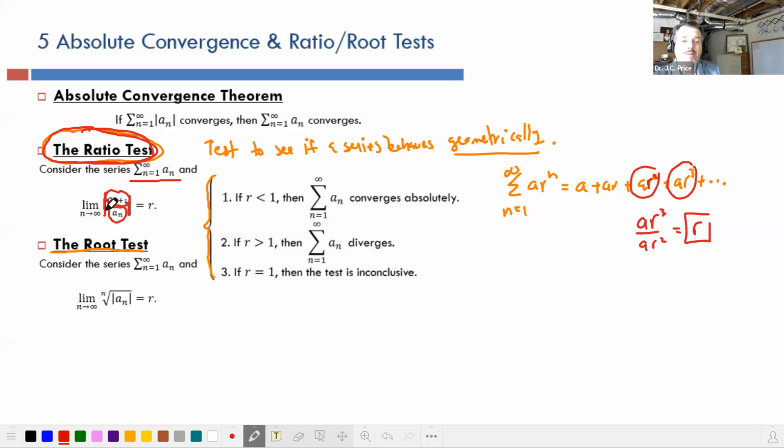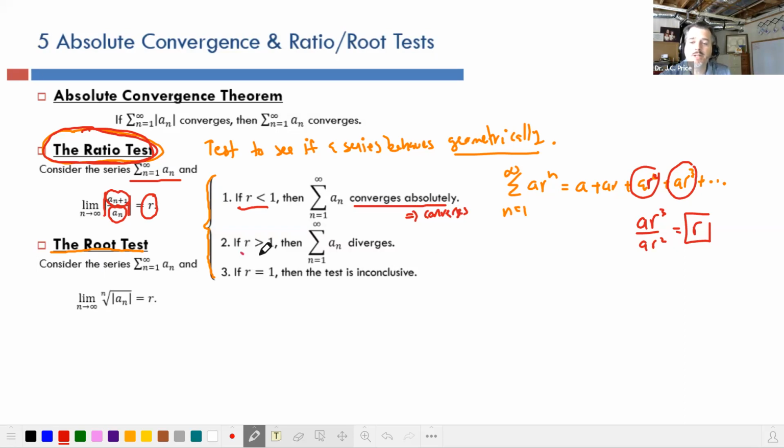So you take that limit as n goes to infinity. What happens to that ratio? If you wind up getting out a number here, and that number is less than 1, then your series will converge absolutely, which of course implies it just converges too, by what we just did before.